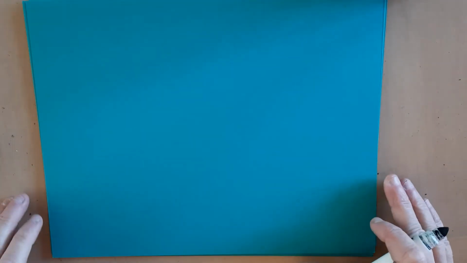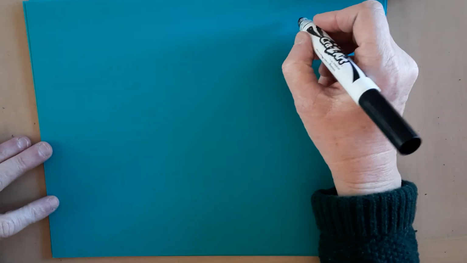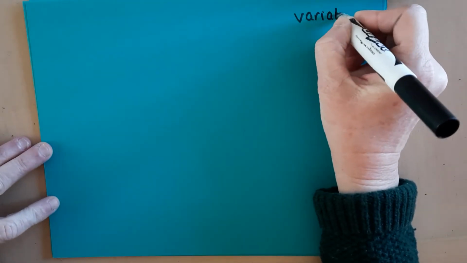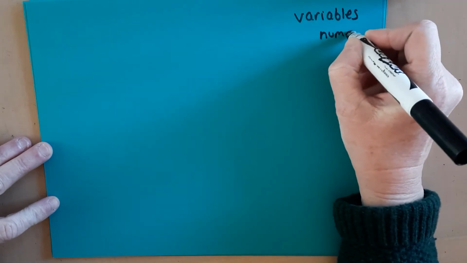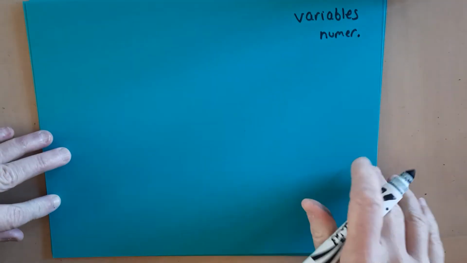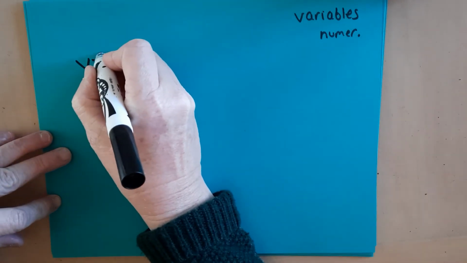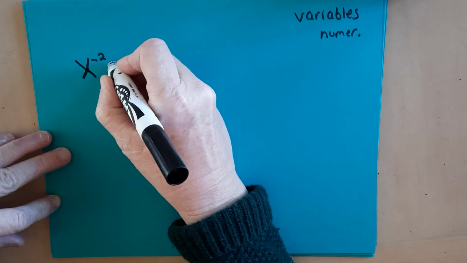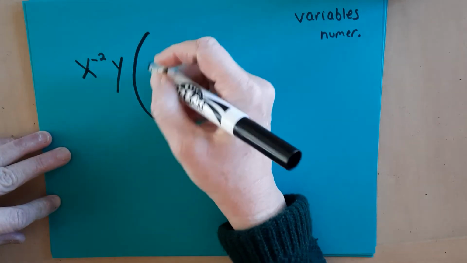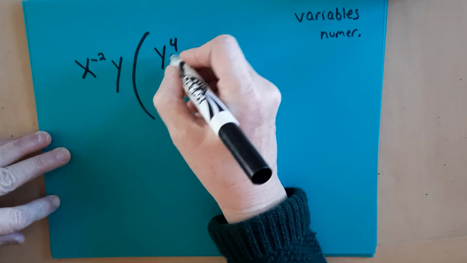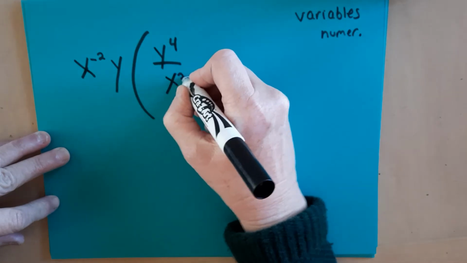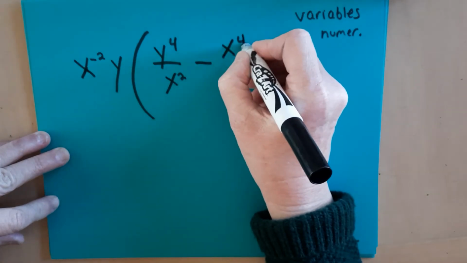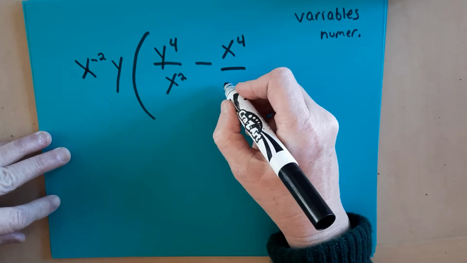Let's do another one that maybe you can see a little better. This time we're going to do the distributive property and write all the answers with all the variables in the numerator. So all the letters have to be on the top part of the fraction. So we have x to the negative 2 times y, multiplied by y to the 4th over x squared minus x to the 4th over y squared.